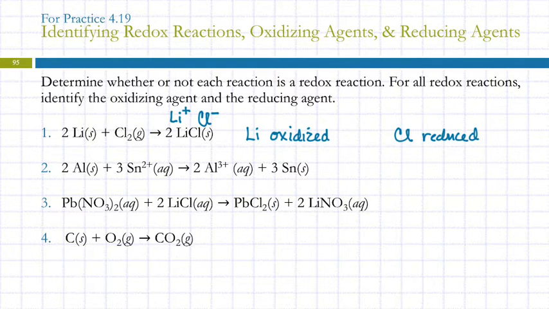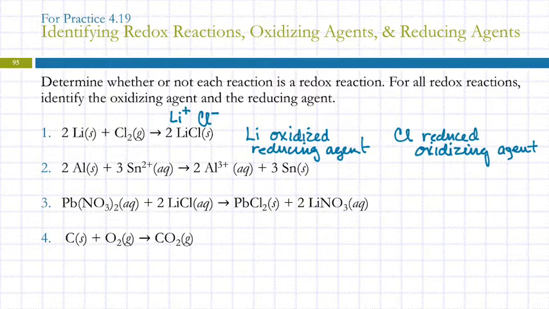So what kind of an agent is it? It's an oxidizing agent because it's causing the lithium to be oxidized. So this is our oxidizing agent. What's the reducing agent then? It's the lithium. So they're working on each other. You've got one oxidizing agent, one reducing agent. I know that's confusing. I'm sorry, I didn't make this up.